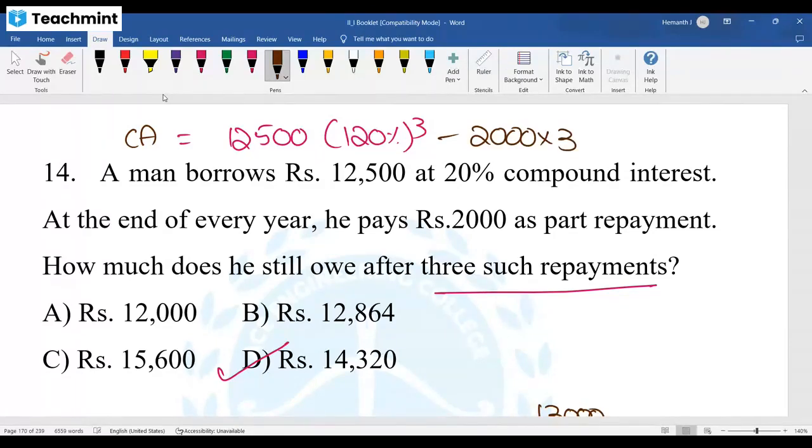You are removing 6,000 after 3 years. Removing 2,000 every year or removing 6,000 after 3 years, there is a difference. Clearly, they mentioned one point: at the end of every year you need to remove 0.1. And second thing, see if you do after 3 years, what will happen?